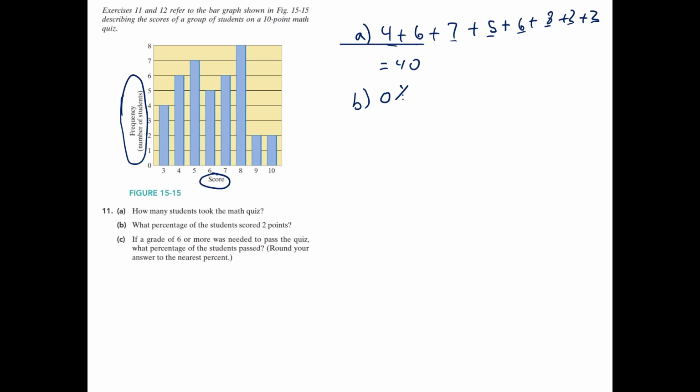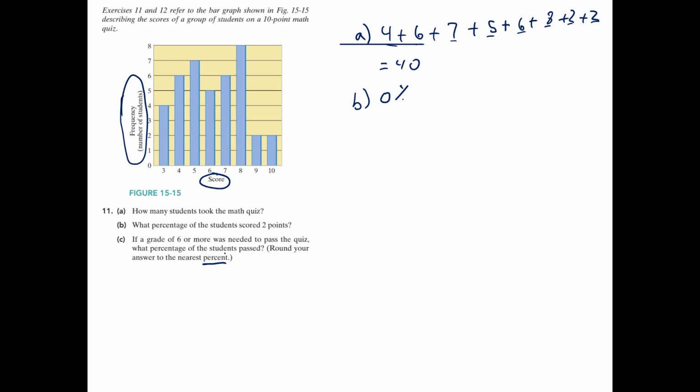If a grade of 6 or more was needed to pass the quiz, what percentage of the students passed? I can't stand this wording. It's what percent of the students passed is what it should say. Round your answer to the nearest percent. All right. So what percent of the students passed?